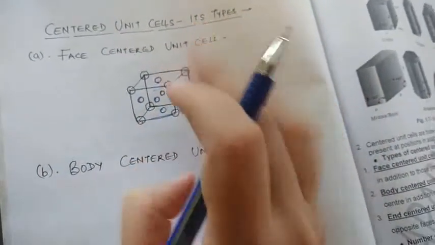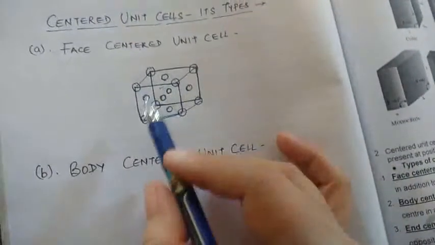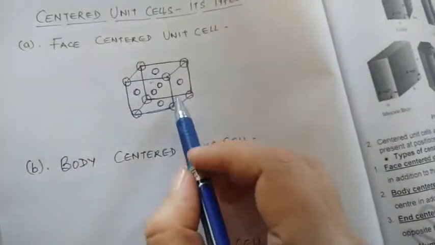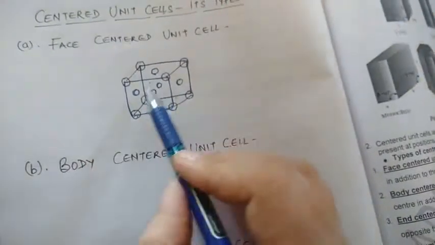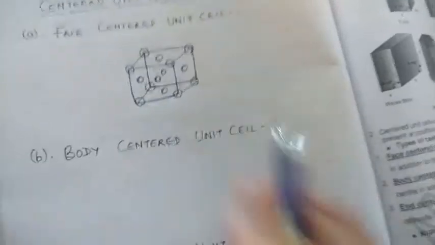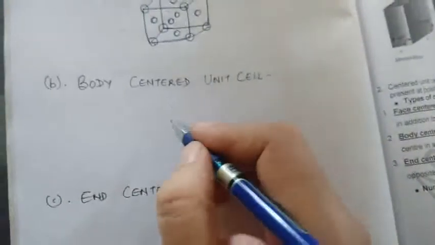So all the 8 corners will always have atoms, whether it is a primitive unit cell, face centered, body centered, whatever kind of unit cell, corners will always have atoms. And in addition to corners, as the name suggests, as it is face centered, faces will also have atoms. Then comes the body centered unit cell.